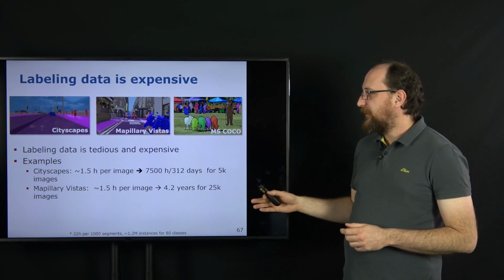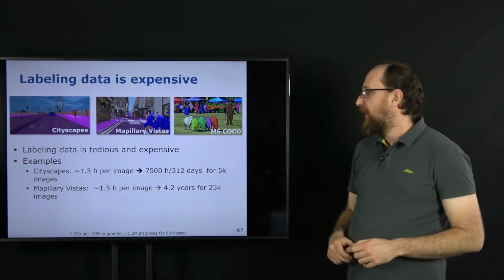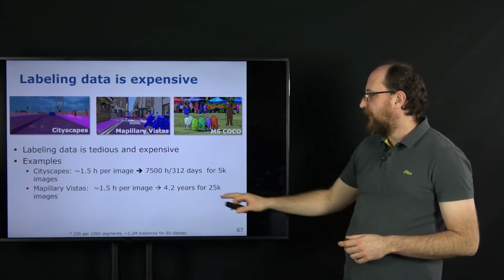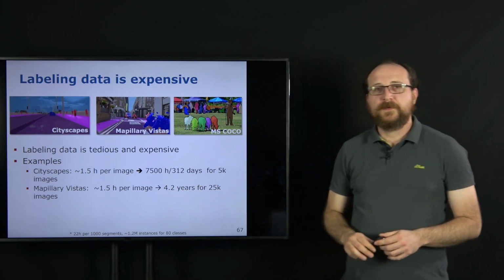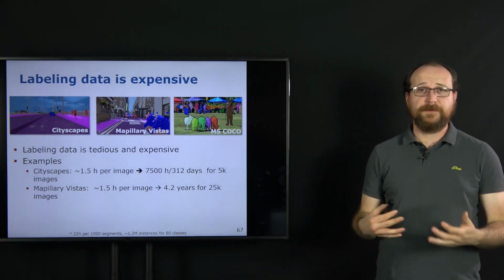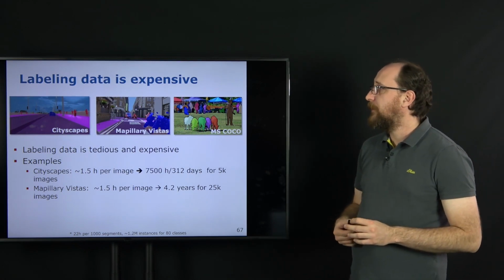For the Mapillary Vistas dataset, if we take again the same 1.5 hours per image, then 25,000 images amount to something like 4.5 years. So you can see that there must be a lot of people involved to annotate this data. Otherwise, they would not have been able to provide it.